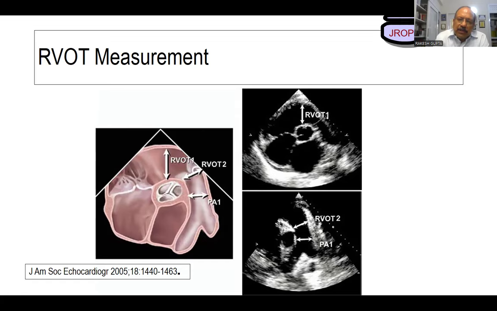Normally my LA size anterior-posterior dimension is less than 22 millimeter per meter body surface area. Correct? If I go to volumes, they are less than 34 cc per meter body surface area. In pathological conditions like ischemic versus dilated cardiomyopathy, LV and LA will be dilated.